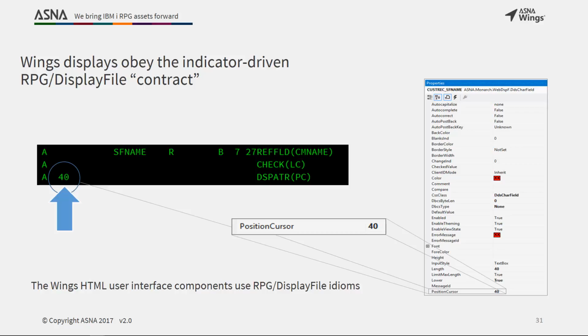Here you can see the position cursor attribute conditioned on indicator 40 in the original DDS specification. This conditional operation is carried forward to Wings as a property of the corresponding Wings user interface element. Here you can see that the position cursor property has a value of 40, indicator 40. This fidelity with the original display definition helps ensure that your RPG displays will continue to function for Wings just as they did for the original green screens.